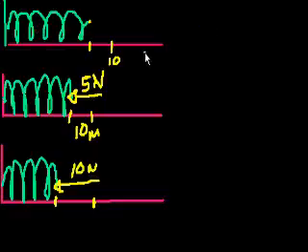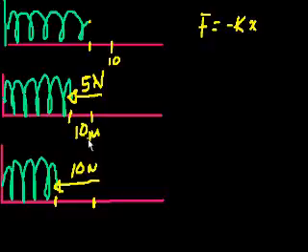So what does that mean? That means that the restoring force of the spring is minus some number times the displacement of the spring. So what does this mean? In this example right here, what was the displacement of the spring? Well, if we take positive x to the right and negative x to the left, the displacement in this example is x equal to minus 10, right? Because I went 10 to the left.